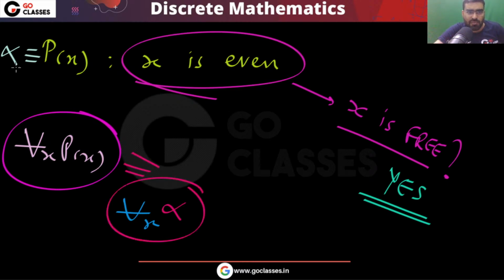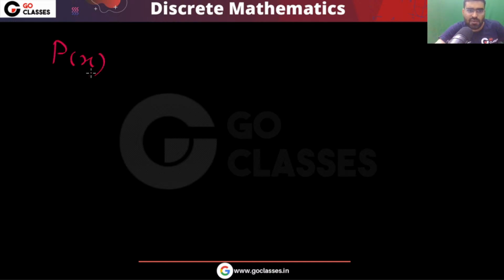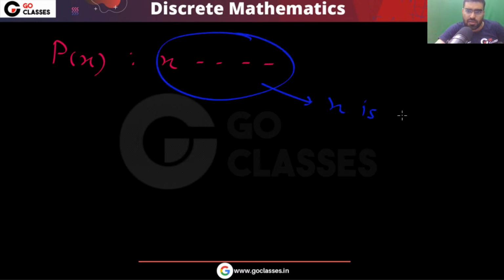Because in alpha, x is a free variable. Is this point clear? Sumant, tell me, is this point clear? See, very simple question. In the exam, if they give you Px, where x is something, then you can clearly see here x is free. x is a free variable, x is not a bounded variable.